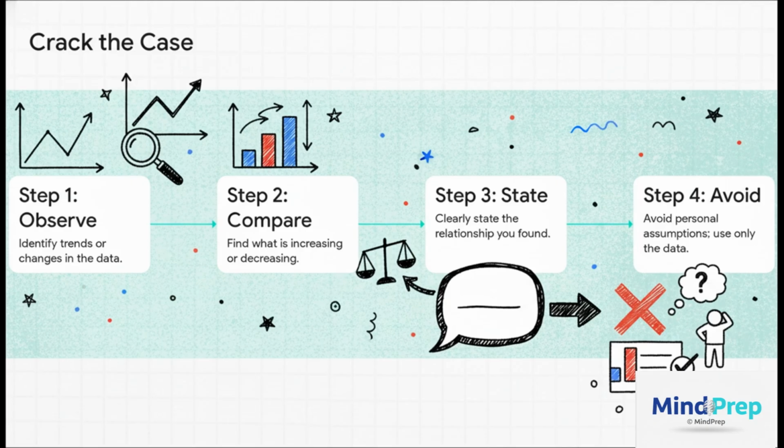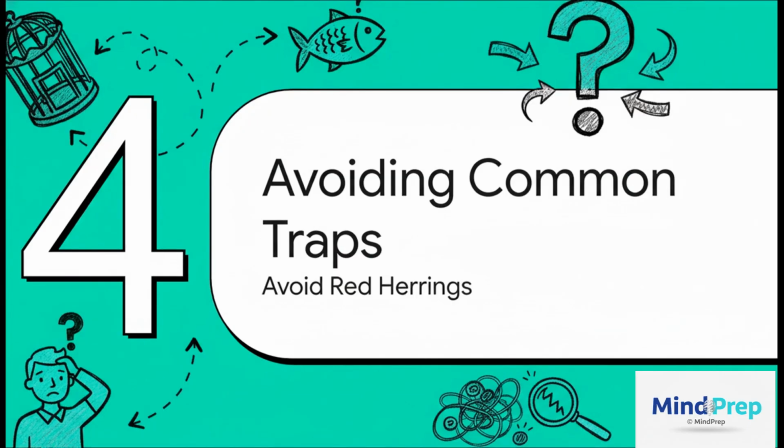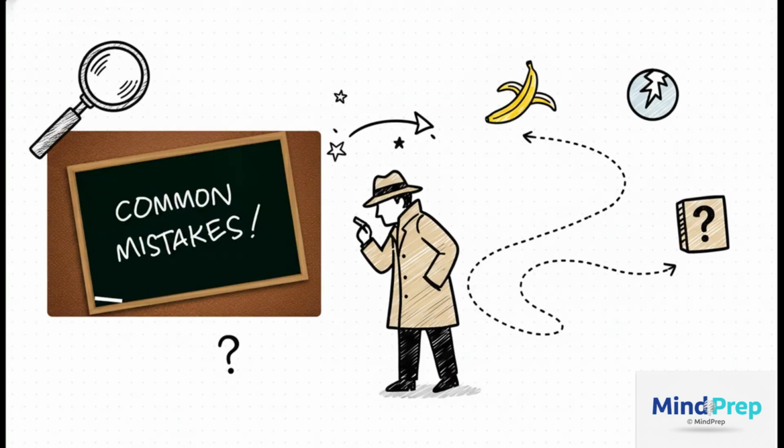And step 4, the one everyone forgets but is absolutely crucial, avoid assumptions. This is where that golden rule comes back in. Stick only to the evidence provided. All right, you've got the method down, but even the best detectives can get led astray. So now we've got to talk about the common traps. Think of these as the red herrings of the data world, the things that can totally derail your investigation. Seriously, even the sharpest minds can fall for these if they're not careful. Being a good data detective is all about being disciplined. So let's break down the biggest mistakes people make so you can avoid them.